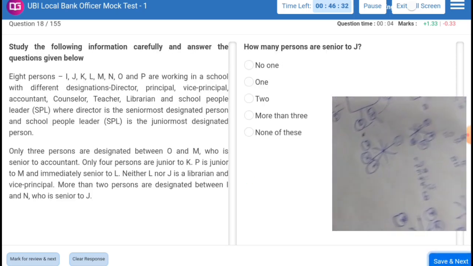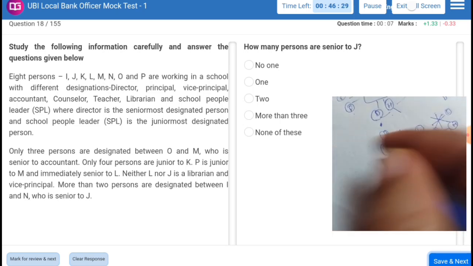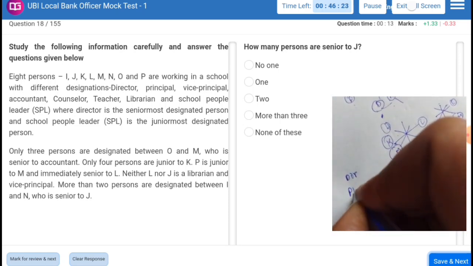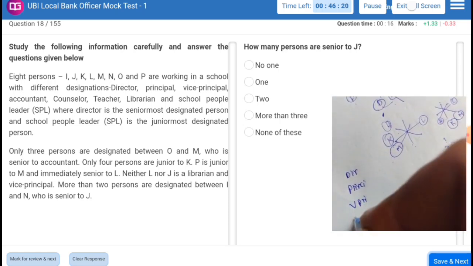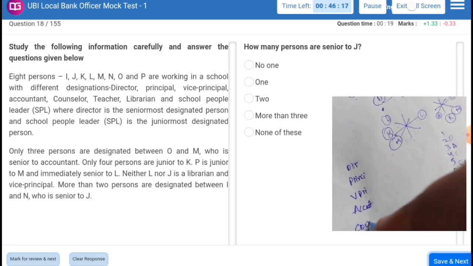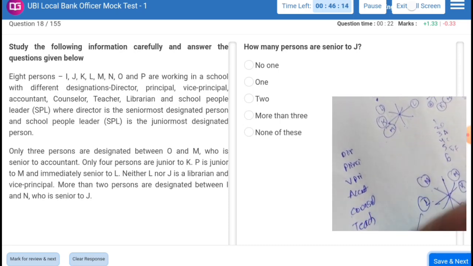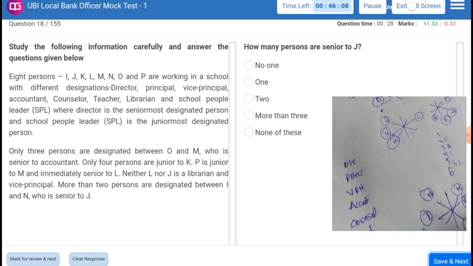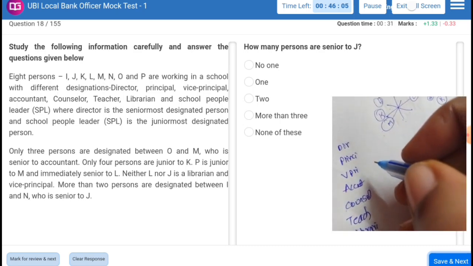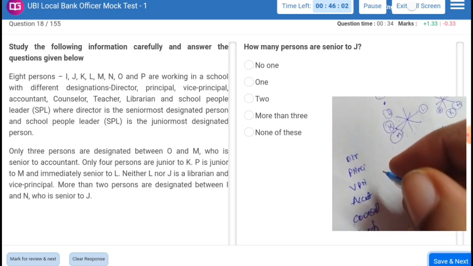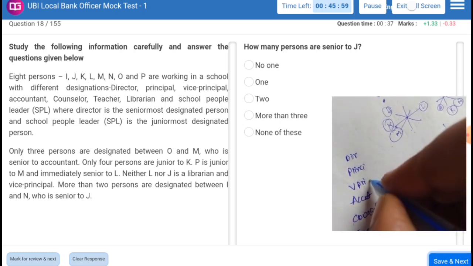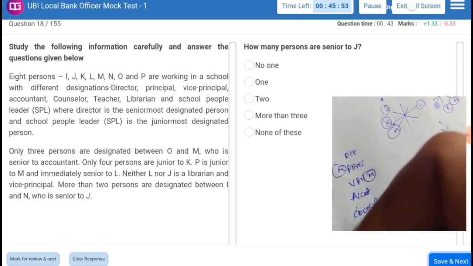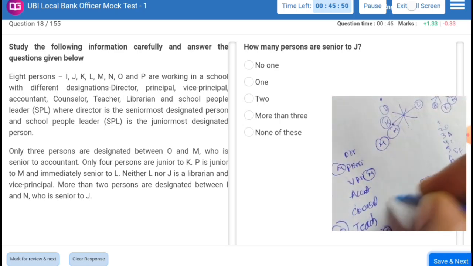Next one. 8 persons given. So director, principal, vice principal, accountant, counselor, teacher, librarian, school people leader. Only 3 persons are designated between O and M. M is senior to the accountant. And next possibility is O.